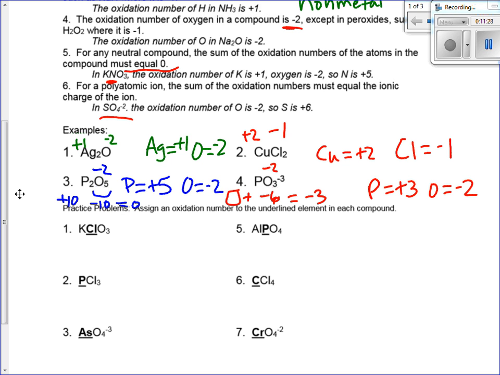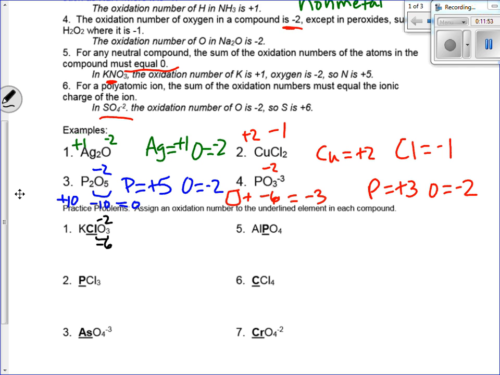Now let's do like number 1, where we have 3 elements in the compound. This is potassium chlorate. Oxygen's always a what? -2. Okay? So this is -6 out of the oxygen side. Now, like I said before, chlorine is not the last element in the compound, so it's not going to do the -1 here.